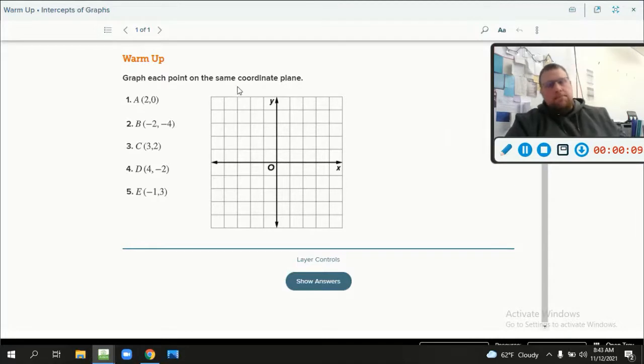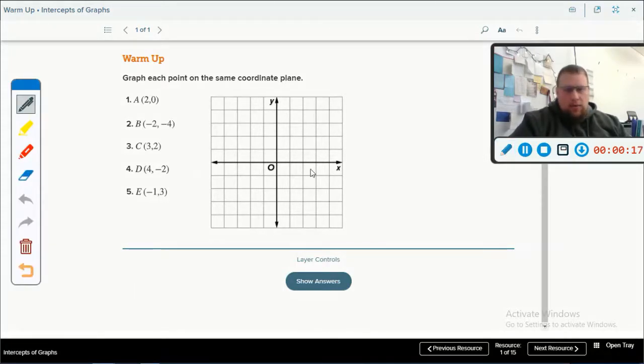Warm up. Go ahead and draw on your piece of paper a nice little 5x5 grid. Keep in mind that I would like you to label the 1, 2, 3, 4, 5. Go ahead and label it all the way around. And then after you do that, I would like you to go ahead and just graph each of these coordinates.